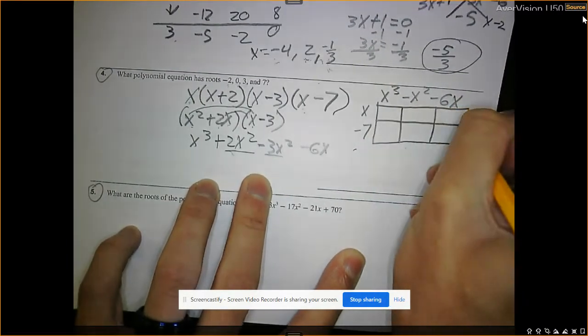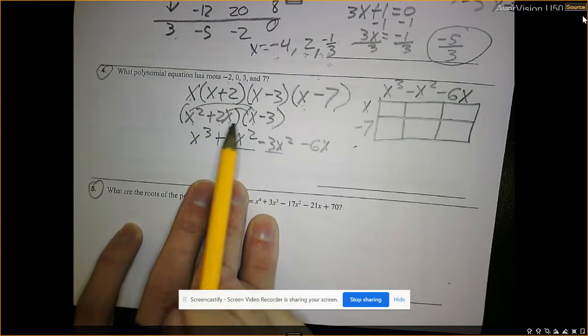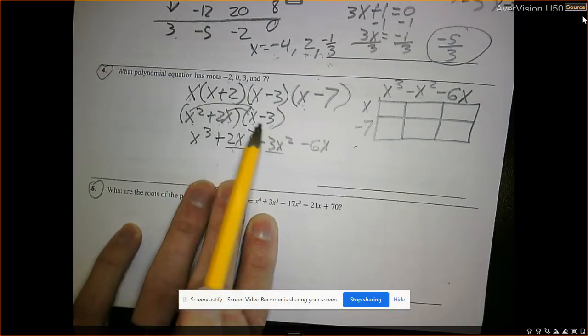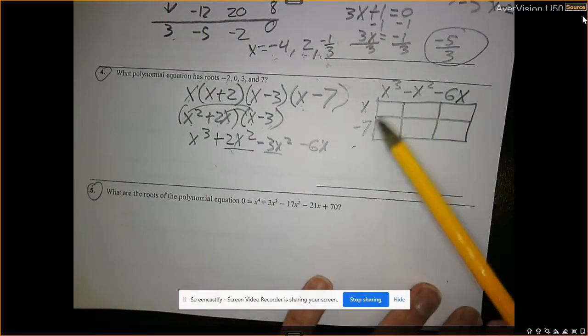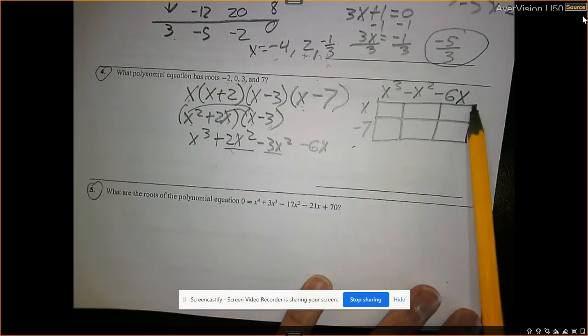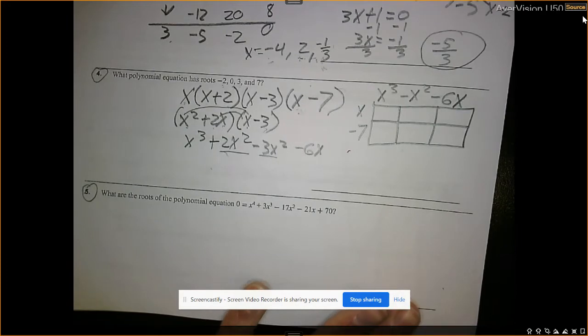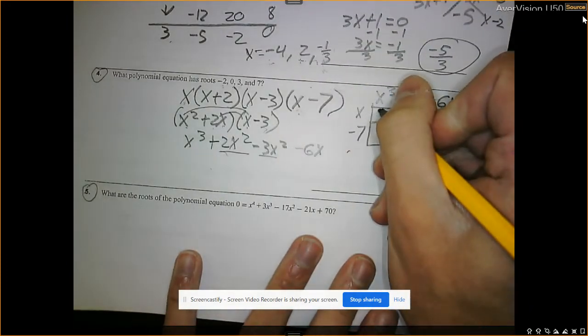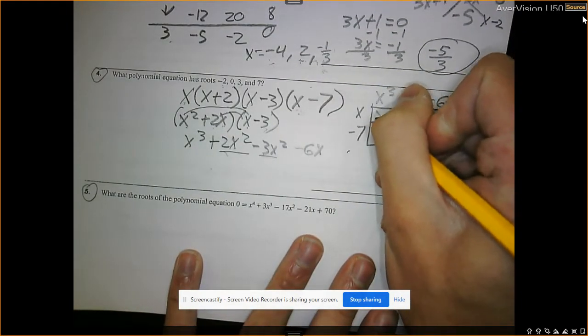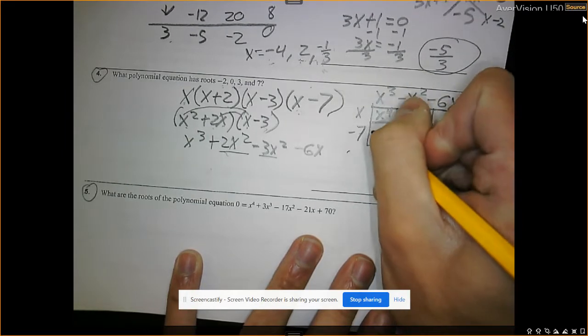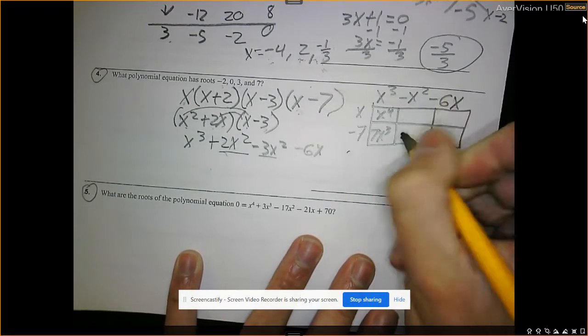And if you didn't like doing the FOIL here, you could have really done a 2x2 box with these two also, and then you would just take the answer that you got and put it on a 3x2 box to multiply it by the last thing. That is totally fine. When you do this, then x cubed times x to the first, that's x to the fourth. -7 times x cubed, -7x cubed.